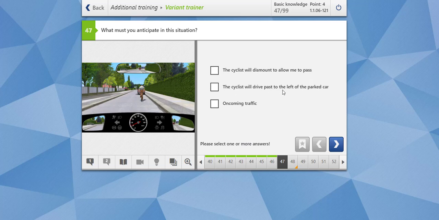The cyclist will drive past to the left of the parked car? Yes, this will happen. Oncoming traffic, this could also happen. So there could be oncoming traffic and this cyclist may also drive past to the left of the parked car. The last two options are the correct ones. Let's check the answer. Our answer is correct.